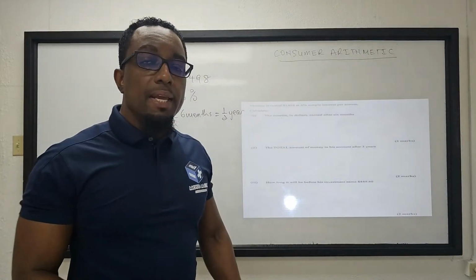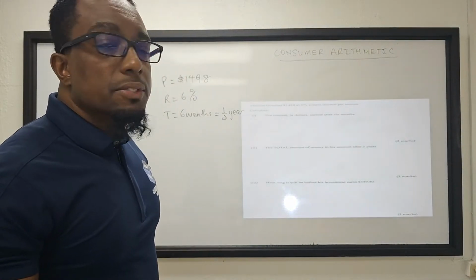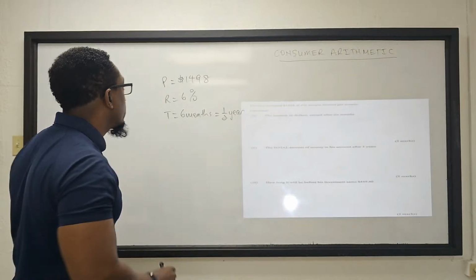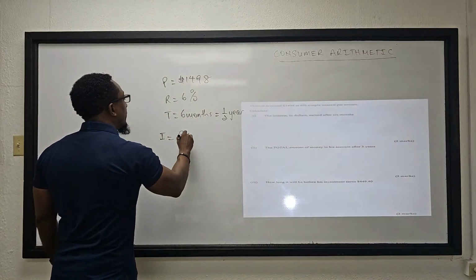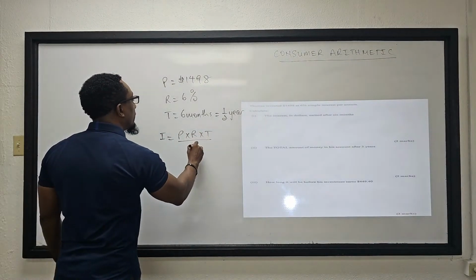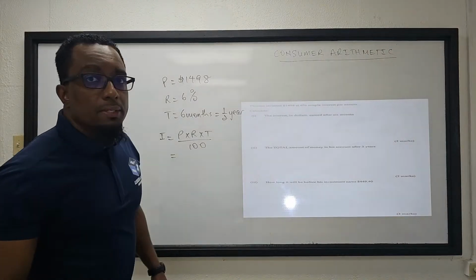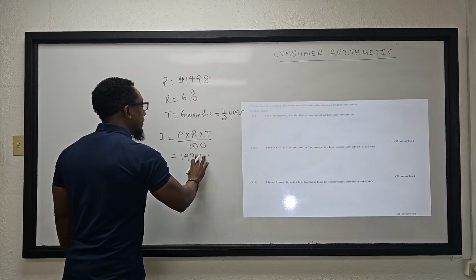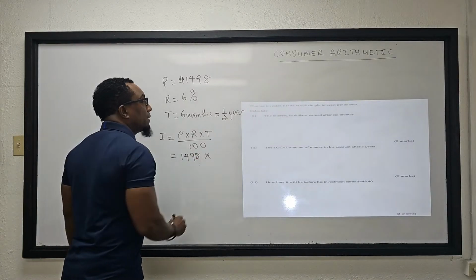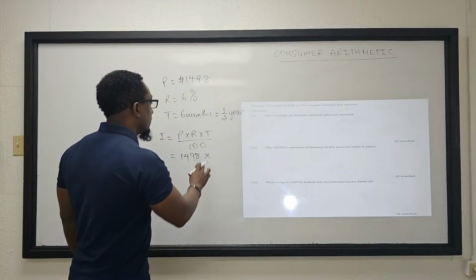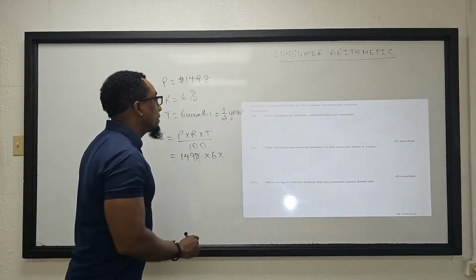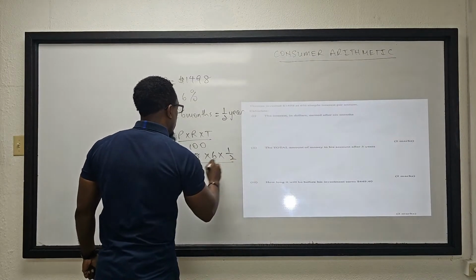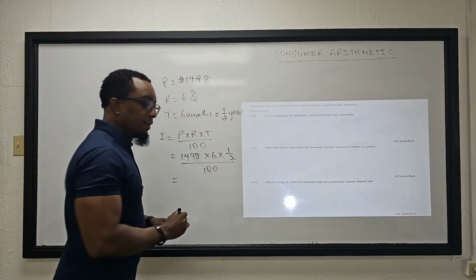And if we have to determine the interest on this principal $1,498 invested, the interest will be the principal by the rate by the time all over 100. The principal is $1,498, times the rate, which is 6%, times the time, which will be half of a year, all over 100. So we work that out.